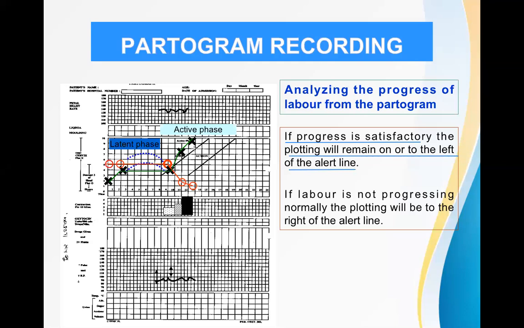And here is the alert line. So everything should be on the left side. We are quite satisfied or happy with the progress. Whereas, if the labor is not progressing normally, the plotting will be to the right of the alert line or in between the alert and the action line. And then we definitely need to do something because it is not satisfactory.